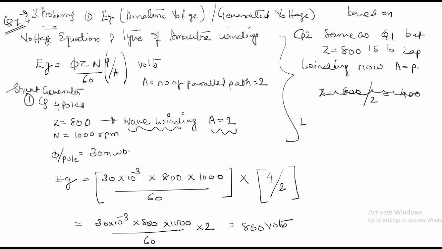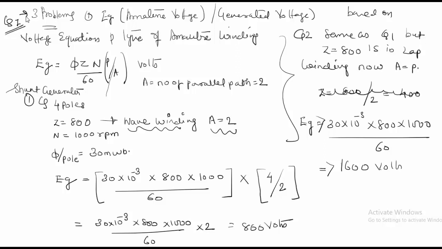So this equation again will become Eg is equal to 30 into 10 raised to minus 3 into 800 into 1000 divided by 60. This whole thing will cancel because A is equal to P. So now the voltage generated in that case will be close to 1600 volts, which is double of what it was being produced here.